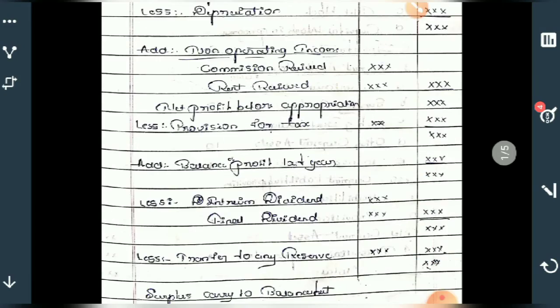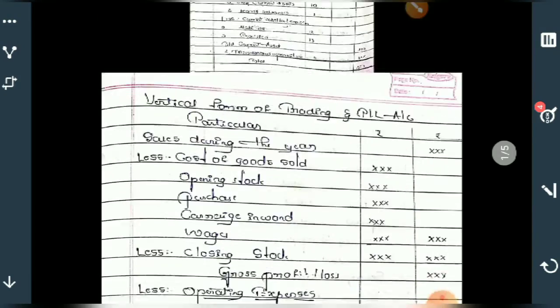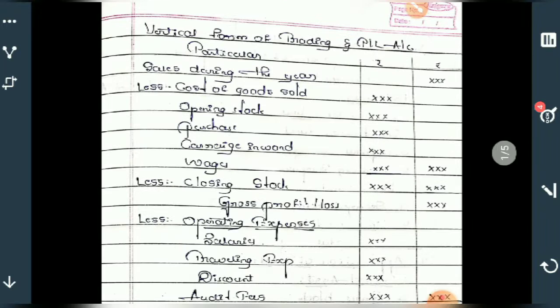So let us see this one page trading and P&L account that is written vertically. This format you have to follow, and you have to note down this format in your notebook and make this format perfect. Okay, so let us see the same things which you were writing during your horizontal format. The same thing will follow here.